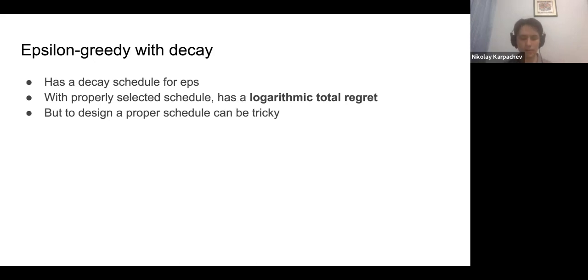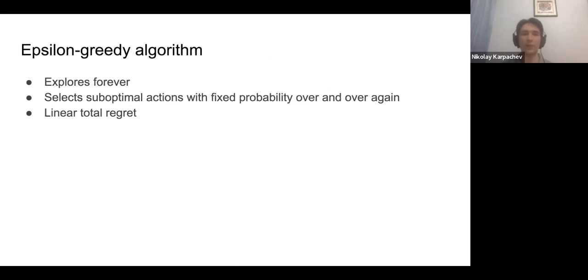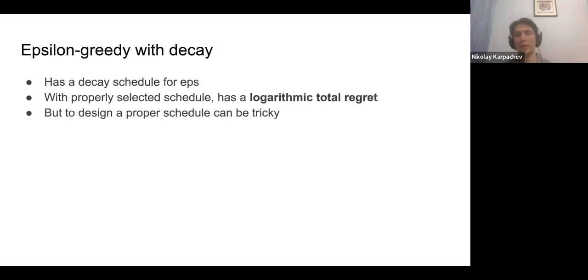So now let's talk about something more theoretically founded, and we'll start with the family of algorithms called optimism in the face of uncertainty. So if you look at the previous algorithms, it will be obvious that they are kind of not very natural. Because we humans, we don't usually do some random stuff to explore the environment of life. So we have some prior bias towards some actions or other actions.